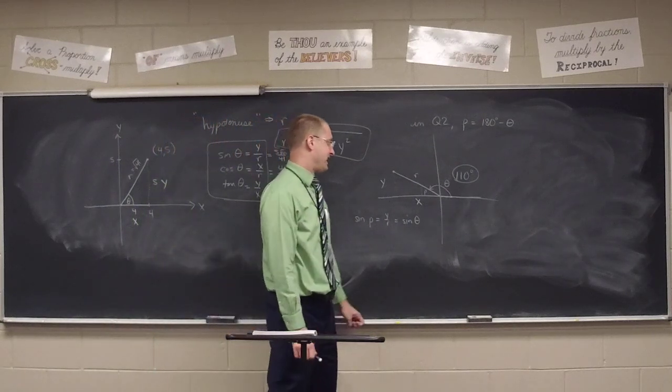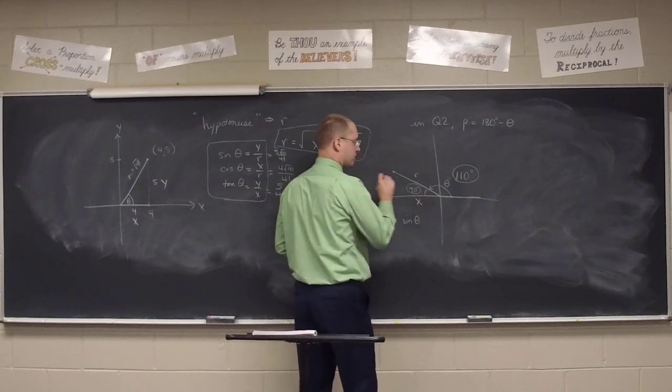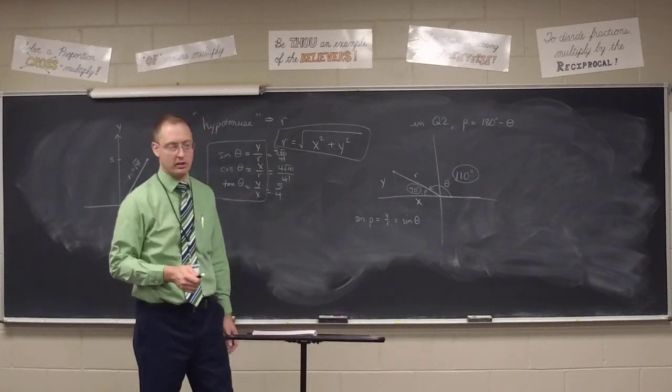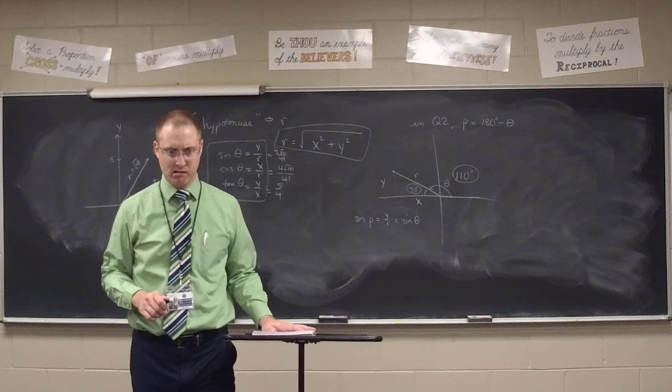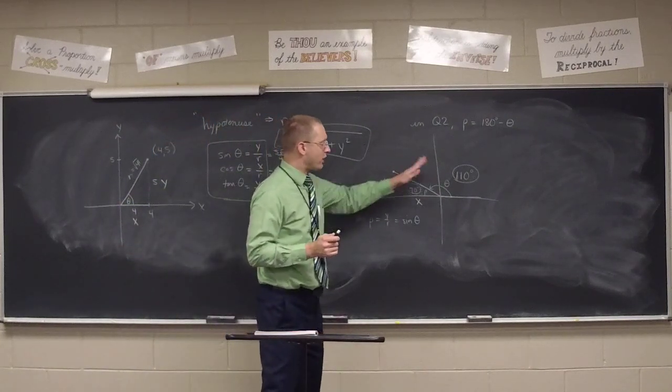Take the sine of 70 degrees on your calculator. What'd you get? 0.939. 0.93 blah blah blah, right? Take the sine of 110 degrees.